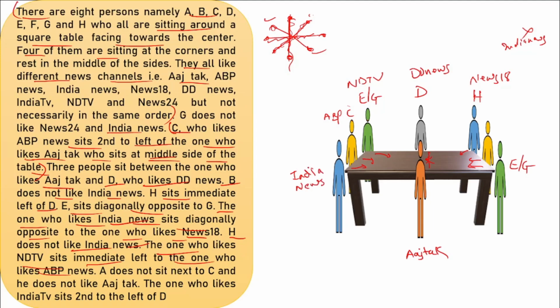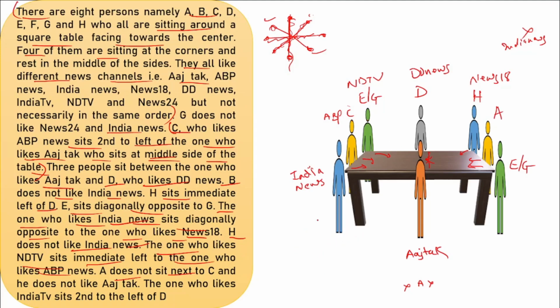Okay. Done. Now, A does not sit next to C, and he does not like Aaj Tak. So I cannot place A here. I cannot place A here. Okay, this blue guy is also not A, because what it's telling you is that A does not sit next to C. Next to C would be this place and this place. So here I was only having a vacant place to put A, because E and G are already sitting here. A can come at this place, but it's telling you that A will not come at this place. A also does not like Aaj Tak, so only one place remains where you have to put A, and that one place is this yellow guy. This yellow guy becomes A now, right? Done. We are done with it.